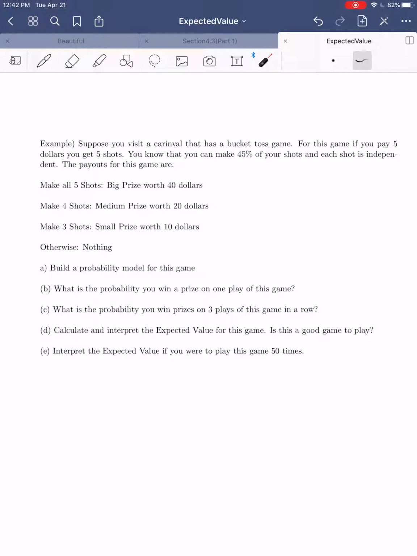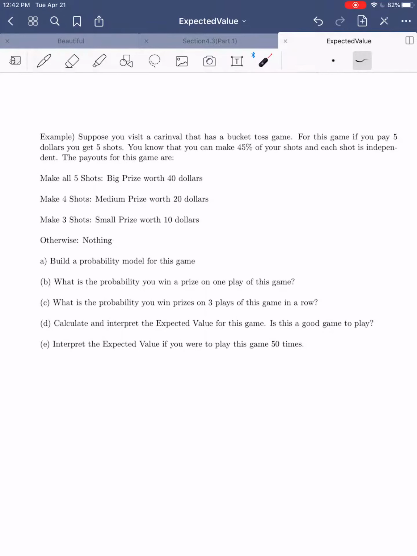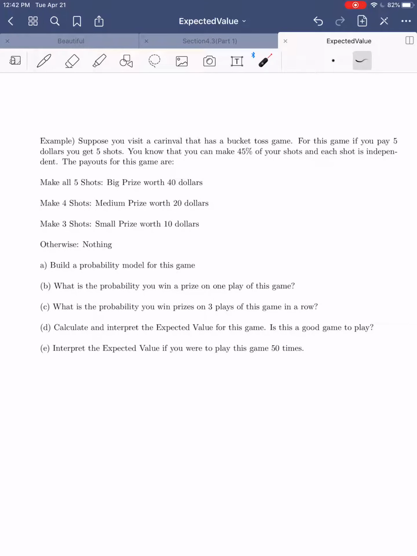We're going to suppose that you visit a carnival that has a bucket toss game. So this game is pretty simple. What you do is, if you pay $5, so you got to pay $5 to play, they give you 5 shots. You've done apparently some independent bucket toss research, and you know that you can make 45% of your shots and that each shot is independent.